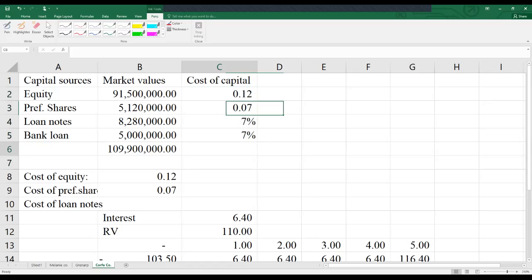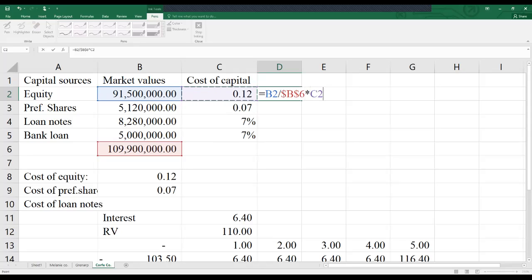And now here I can get the company cost of capital. First I can get the weight. The weight will be equal to the market value divided by the total market value, which is 109.9 million. Since this is a constant, let me lock it. This is the weight times the cost, which is 12% or 0.12. The weight times the cost for each one of them.